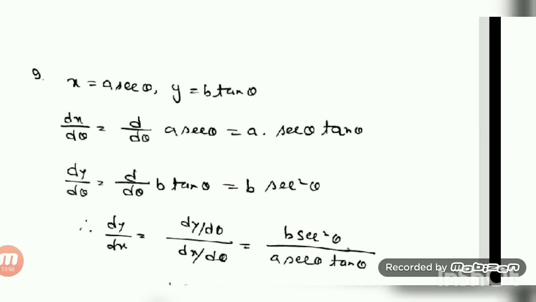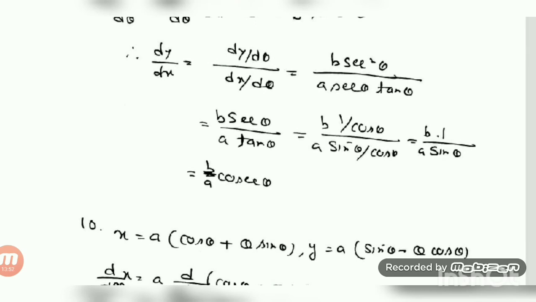One sec theta will be cancelled out. What is left? b by a, sec theta by tan theta. Secant and tan can be written in terms of sin and cos, which is b, 1 by cos theta, sin theta by cos theta. Cos theta will be cancelled from the denominator. b into 1 and here a into sin theta. So this is b by a, and 1 by sin theta can be written as cosec theta. So this is your answer.